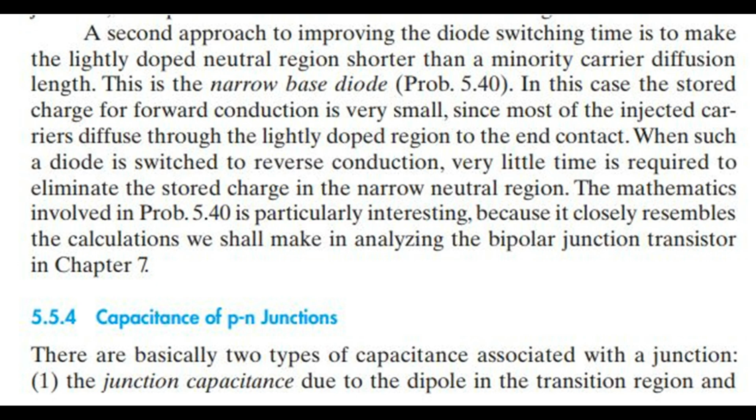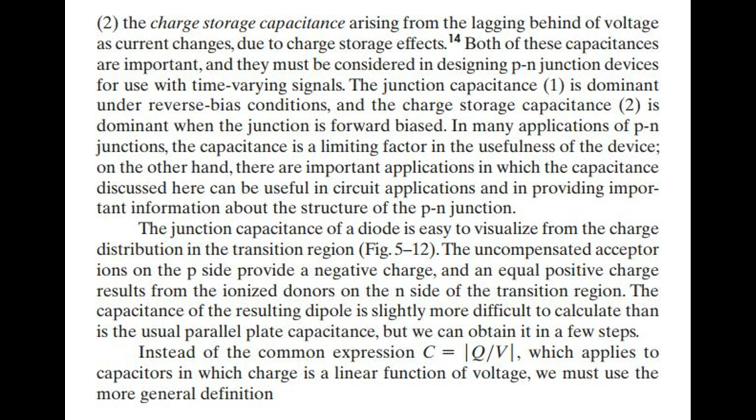Capacitance of p-n junctions. There are basically two types of capacitance associated with a junction: 1, the junction capacitance due to the dipole in the transition region, and 2, the charge storage capacitance arising from the lagging behind of voltage as current changes, due to charge storage effects. Both of these capacitances are important, and they must be considered in designing p-n junction devices for use with time-varying signals.